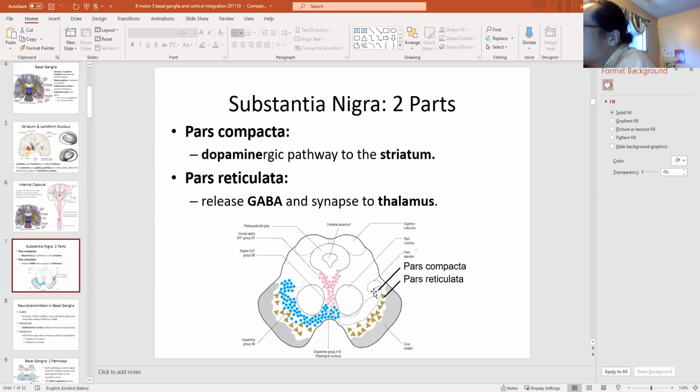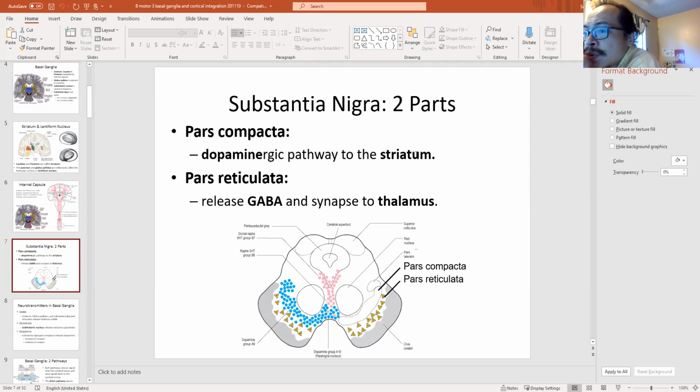So here is the substantia nigra. This region includes the two parts of the substantia nigra. These blue dots are the pars compacta. They release dopamine. This yellow triangle region is the pars reticulata. This one releases GABA. When the pars compacta releases dopamine, it sends axons to the striatum. So the dopamine will act on the receptors in the striatum. What's the striatum? Two areas, right? Caudate and the putamen.